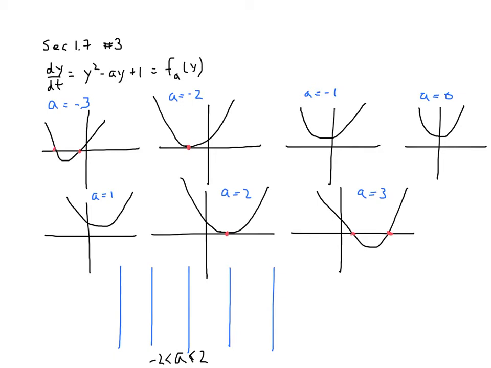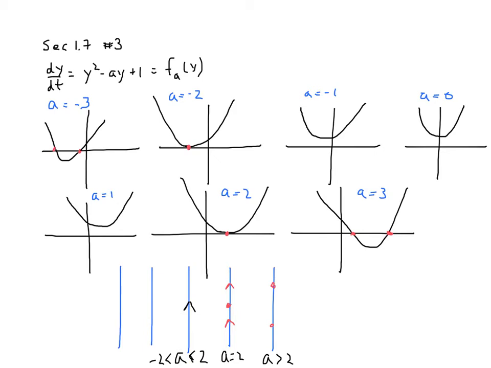And in that region, I see that my behavior is always increasing. When a is equal to 2, here, I have one equilibrium point, which I'll mark in red, and it's a node, and I'm increasing before it and increasing after it. After 2, I have 2 equilibrium points. And so here I'll write a is bigger than 2. And I have 2 equilibrium values. I'll mark them like this.